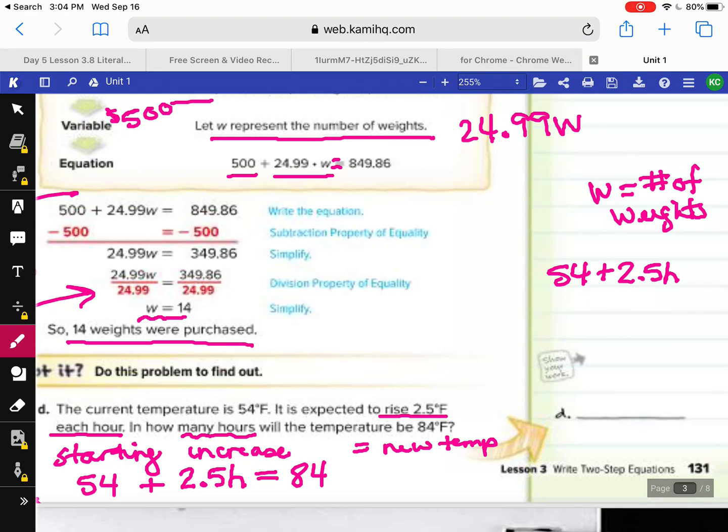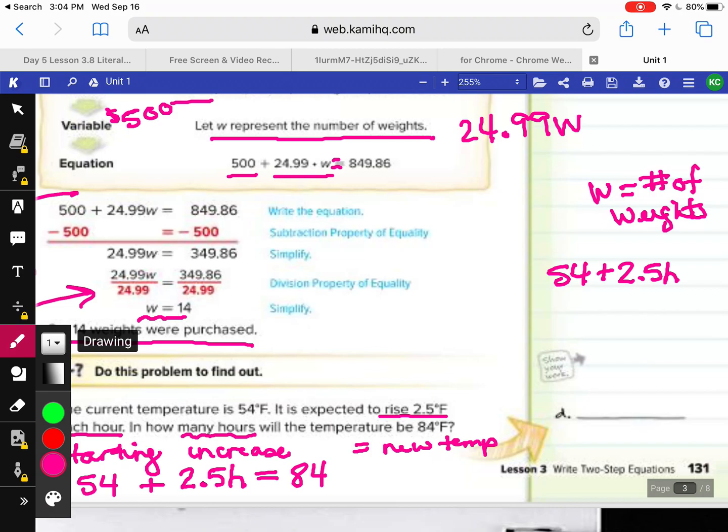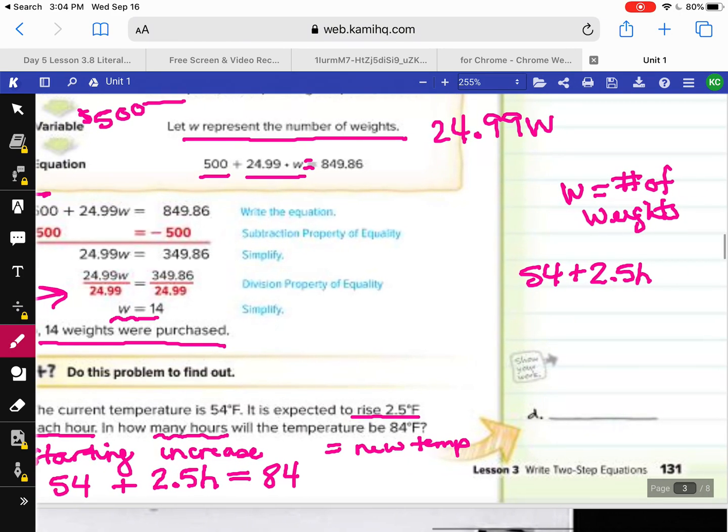Now, just a side note, I know I was saying a half because we know that 2 5/10 is 2 and 5/10, and 5/10 is the same as 2 1/2. So just that reminder of how our decimals and our fractions are related. Okay, so we're almost done. Stick with me. We have 54 plus 2.5 hours. I want to figure out how many hours until I hit 84 degrees Fahrenheit.